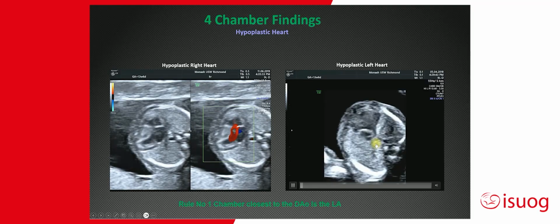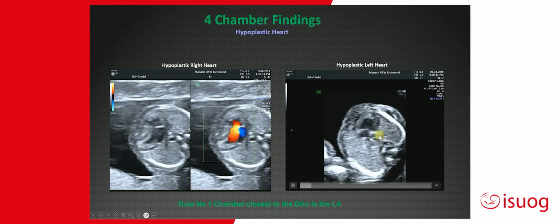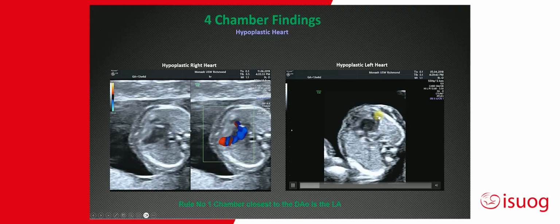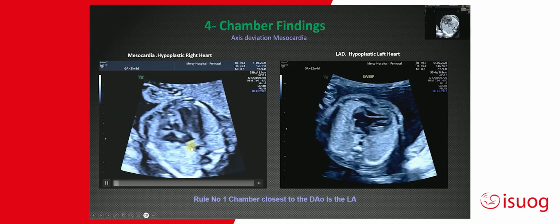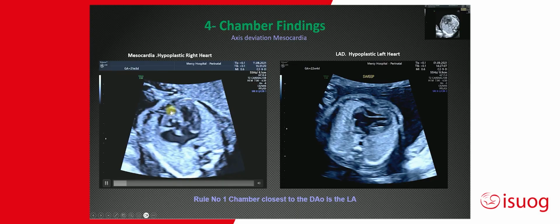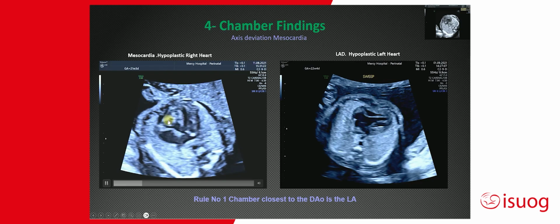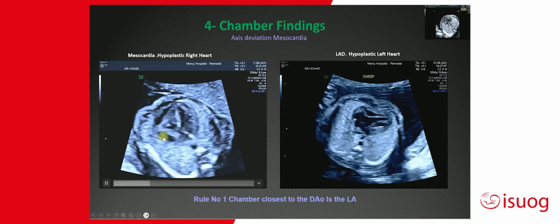In this case, 4-chamber view of heart, descending aorta, left cardiac ventricle. So this is a hypoplastic left heart. In this case here, descending aorta, left atrium, right atrium, poorly contractile, thickened right cardiac ventricle. And the heart is situated centrally within the chest.